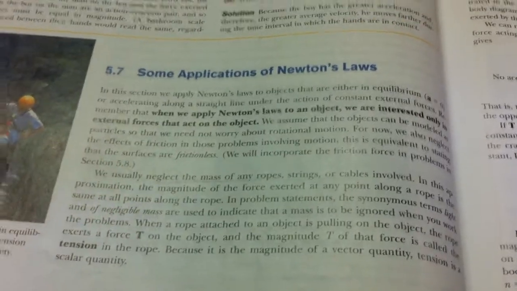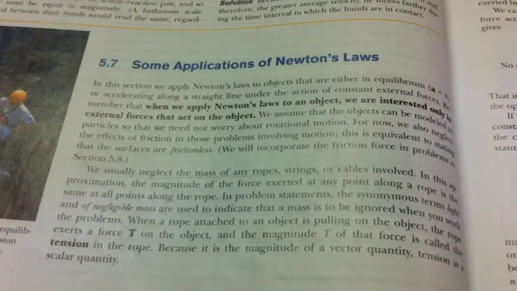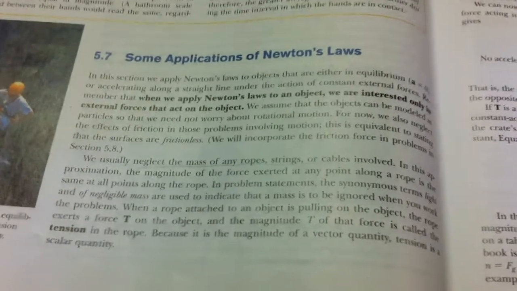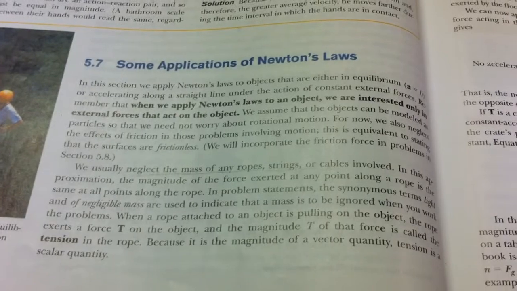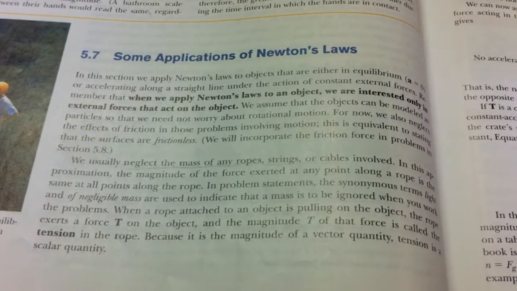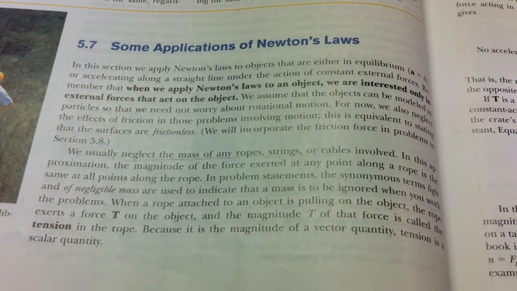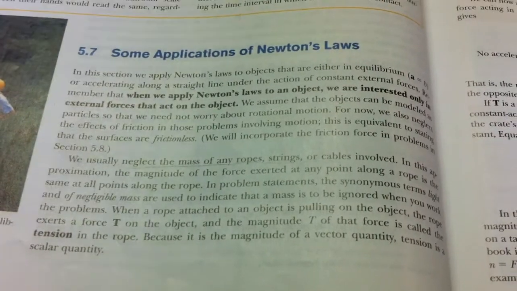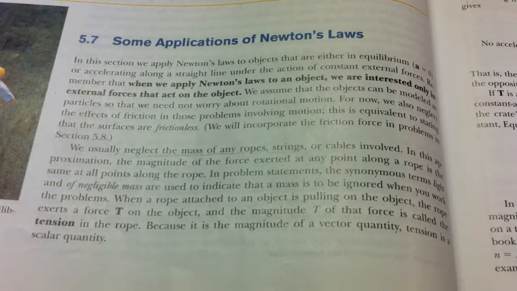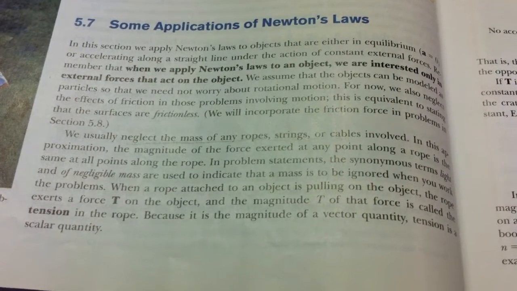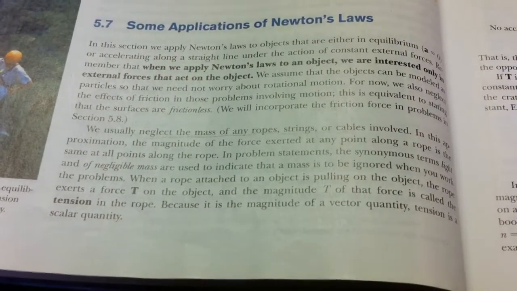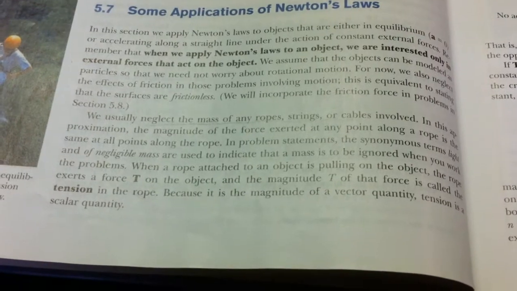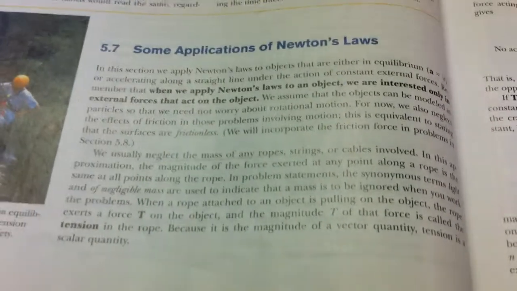Hey guys, we're going to talk about section 5.7 now, application of Newton's laws. We're going to get down to the nitty-gritty of how you apply Newton's laws to an object. You know this pretty well: F equals ma. You find the net force, and you find acceleration by dividing the net force by the mass. If you know 2 out of the 3 things in the F equals ma formula, you can find the third. That's pretty basic. But let's dig down a little deeper.